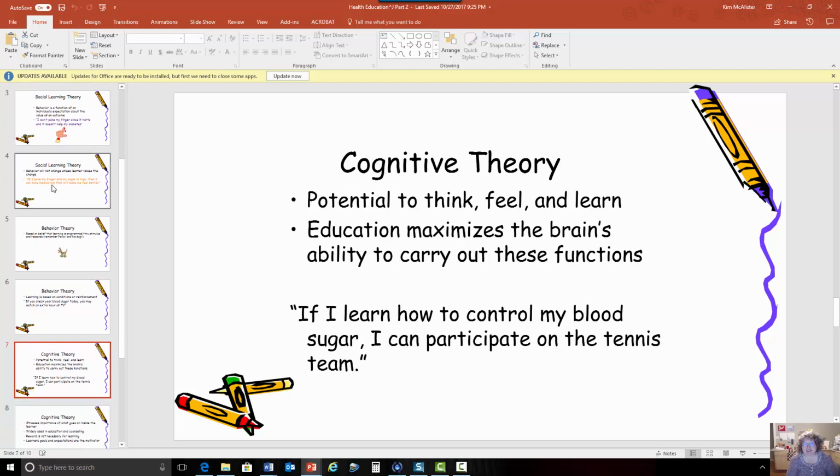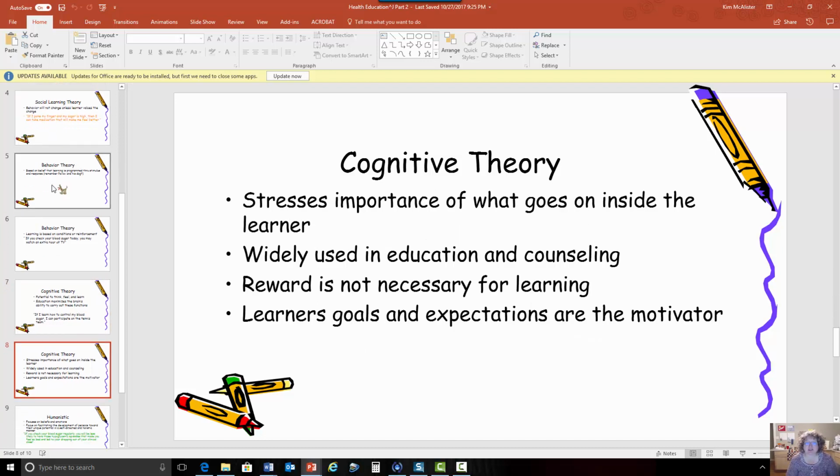With a cognitive theory, you're looking at how patients think, feel, and learn. And so you're maximizing their ability to carry out these functions. So this takes things a step further in that if I learn how to take care of my diabetes and I get my blood glucose under control, I can participate on the tennis team and do other things that I want to do. So it's looking at a broader view.